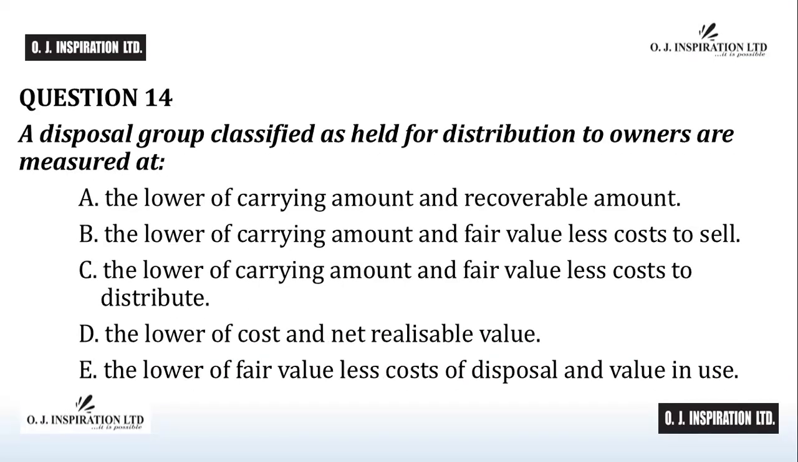Question number 14. The answer to question number 14 is C, the lower of carrying amount and fair value less cost to distribute. Non-current assets or disposal group classified as held for distribution to owners are measured at the lower of their carrying amounts and fair value less cost to distribute. C is the answer to question number 14.